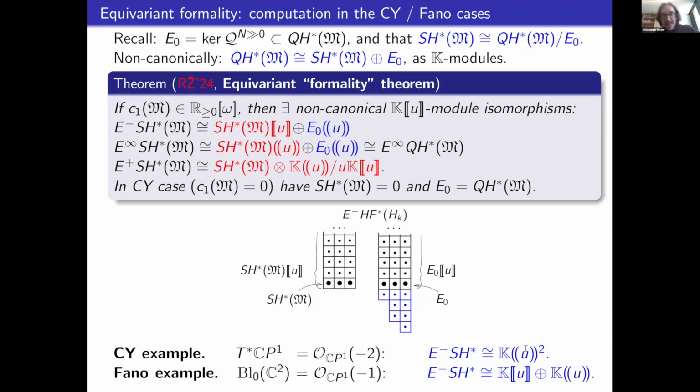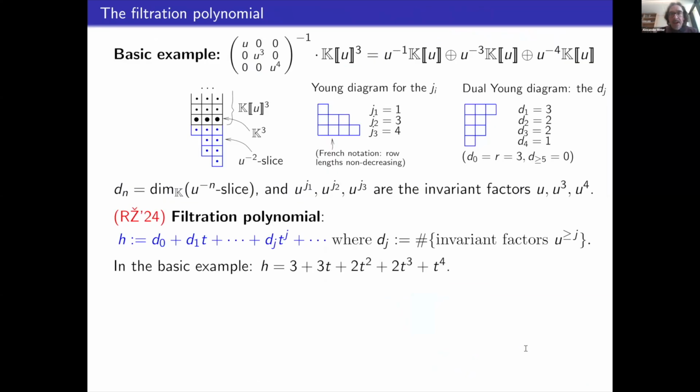Okay, so now I want to tell you about invariants that you can get. What sort of invariants can we extract from this filtration by equivariant Floer groups as we increase the slope? So I go back to a very basic example. Our continuation map is actually a map between K[[U]] modules. So here let's look at a very basic example: a K[[U]] module map from rank 3 K[[U]] to rank 3 K[[U]], given by this matrix.